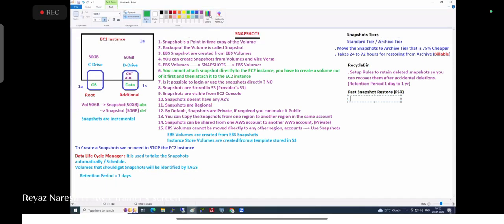Okay. Fast snapshots. So what is that? Forceful initialization. Initialization first of the snapshot to have no latency on the first use.